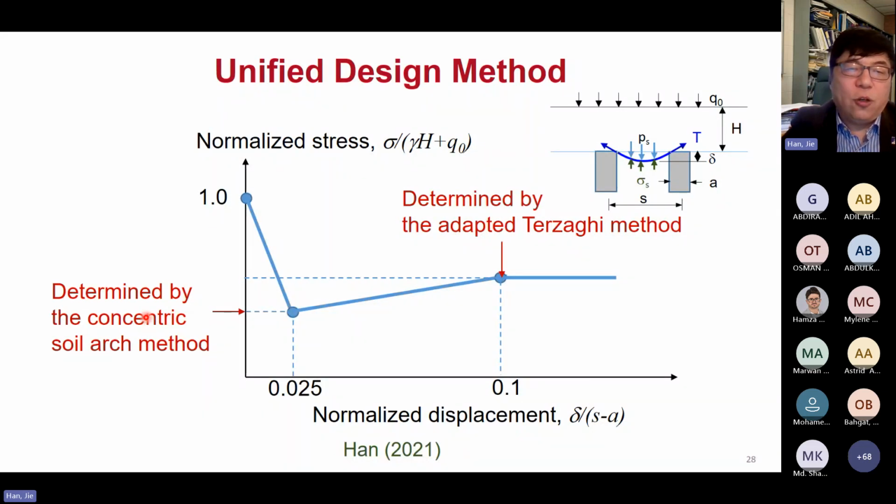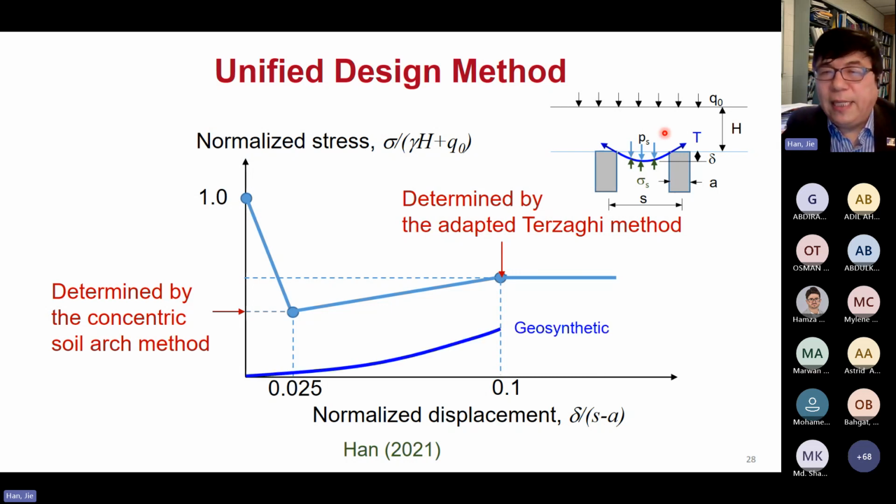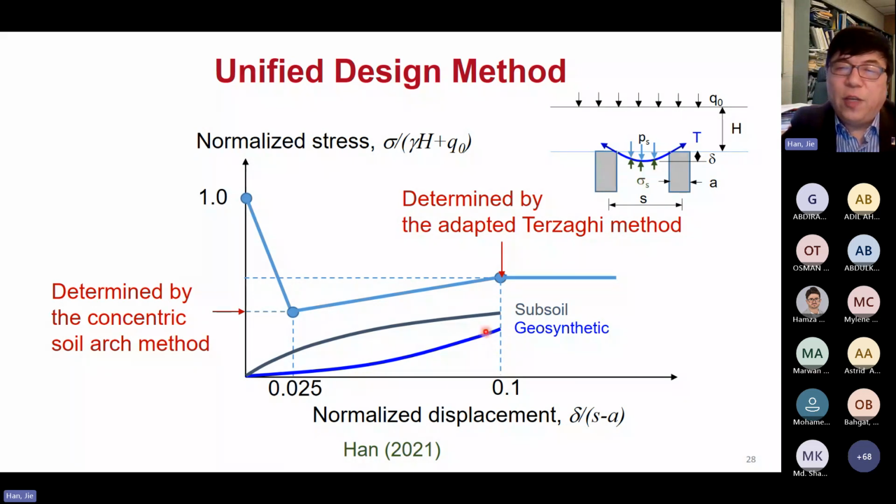I determined this uses the concentric soil arching. This uses the Terzaghi arching at the 10%. This is the normalized stress on top of the geosynthetic, and this is how much load comes from the embankment. And if we consider the geosynthetic carrying the vertical stress using the tension membrane, I'll not get into the detail of the theory formula because of time. Basically, I'll just show you the concept. So the geosynthetic will carry some load, and the soil underneath will carry some load. If you add those two together, you get this line.